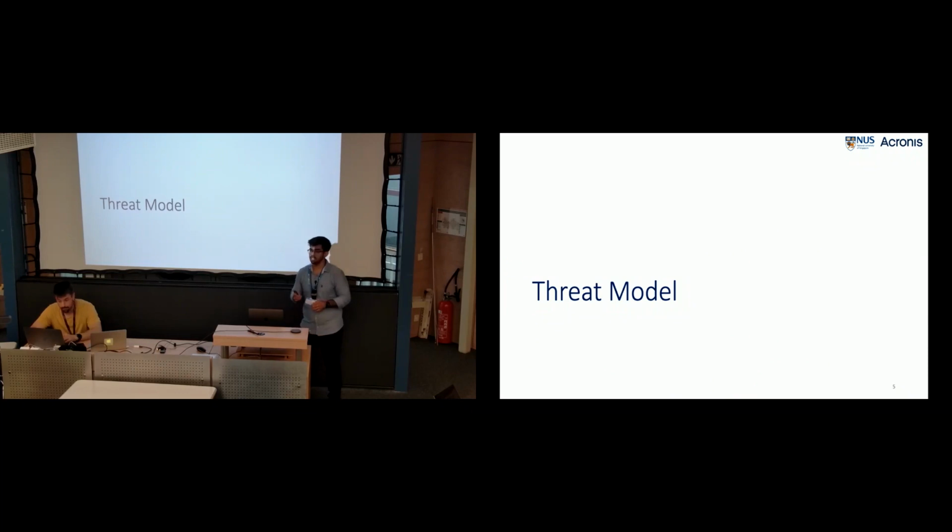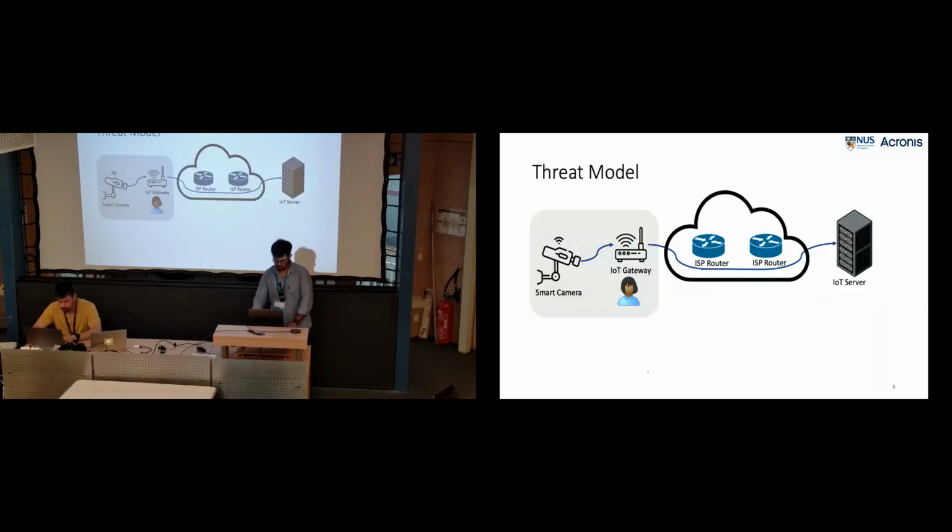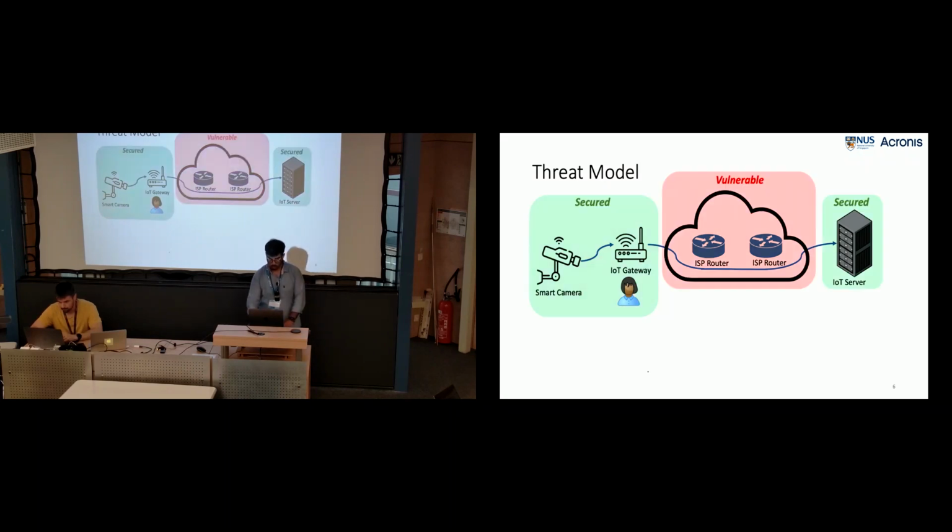So going ahead, I'll talk about the threat model first. We already talked about the smart home network, where the smart device is deployed, and we consider that the wireless link and the IoT gateway at the smart home are secure, and so is the IoT server that the device is talking to. The internet link between the two remains vulnerable.